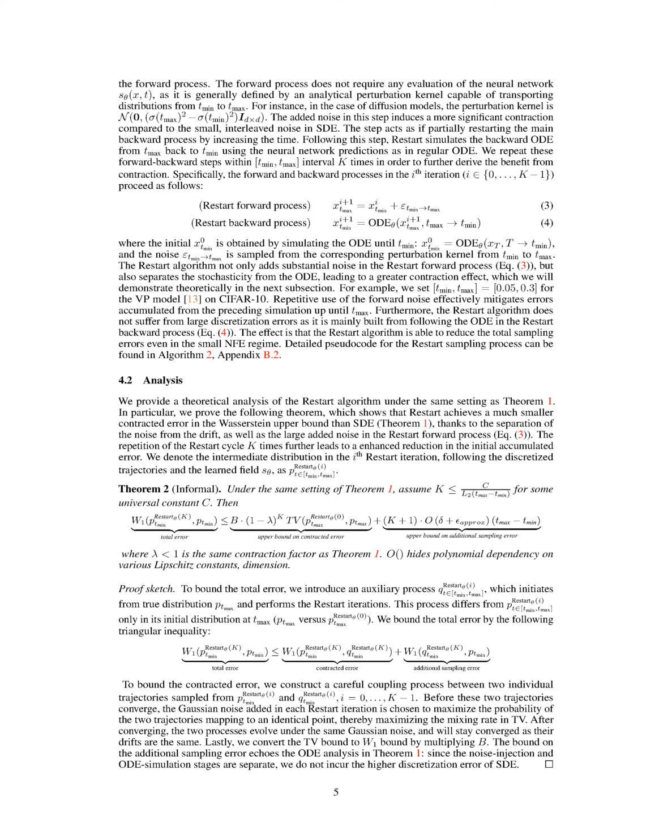To confine the contracted error, we devise a coupling process between two independent trajectories sampled from the initial restart iteration and q at the minimum time. The Gaussian noise added in each restart iteration aims to increase the likelihood of these trajectories mapping to the same point, thereby maximizing the mixing rate in total variation. Once converged, the two processes continue under the same Gaussian noise and stay converged since their drifts are identical. Finally, we convert the total variation bound to a first Wasserstein distance bound by multiplying by b.